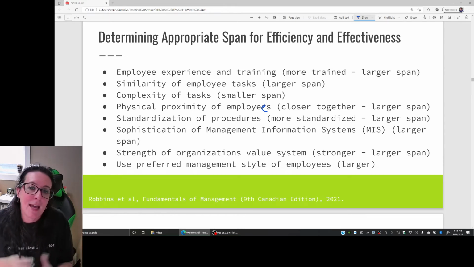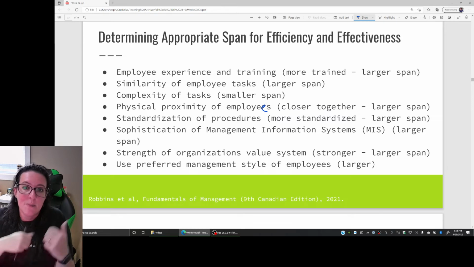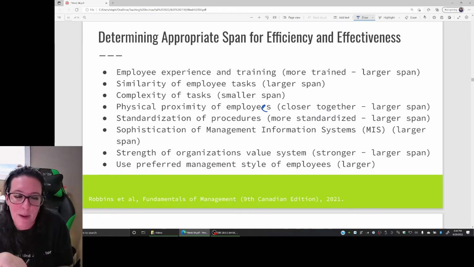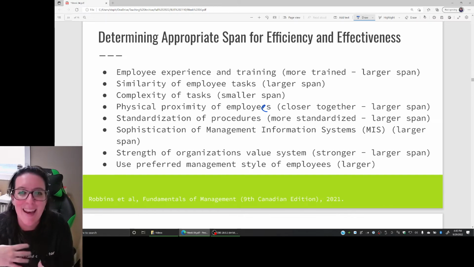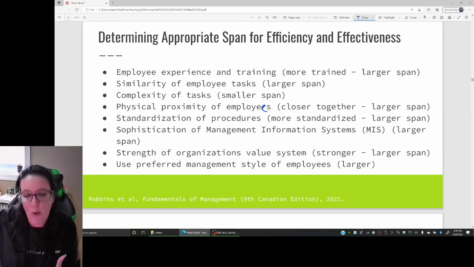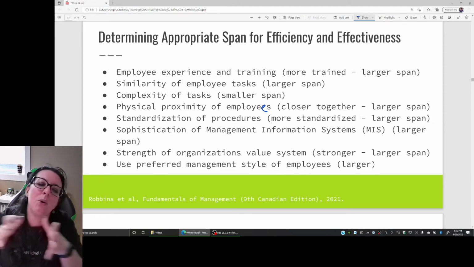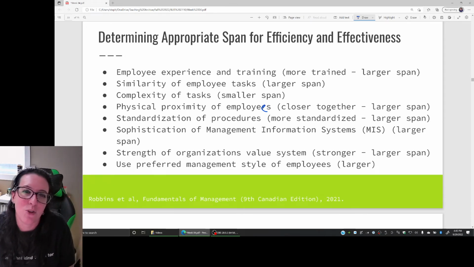How sophisticated is the management information system? So if we're looking at how we share information, if there's the structure there that anyone who needs information can go into the system and get it, you don't have to talk to someone who has to talk to someone else, then you can have a much larger span in terms of the number of people reporting to you.